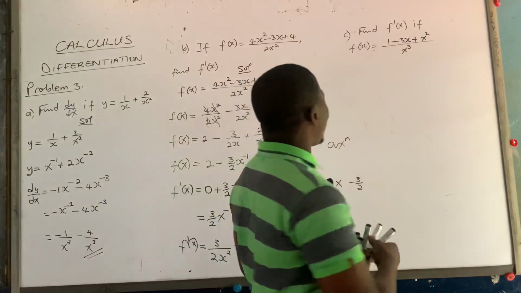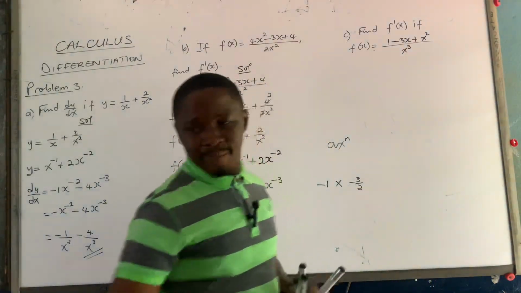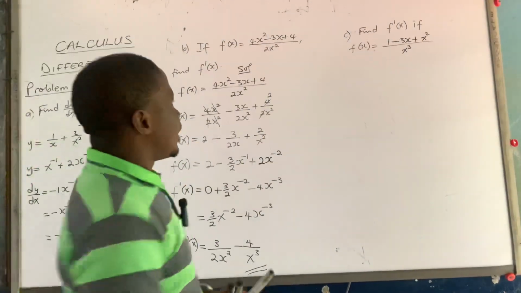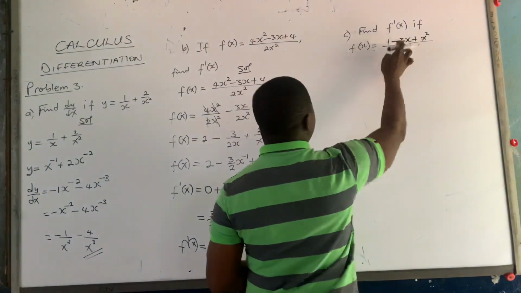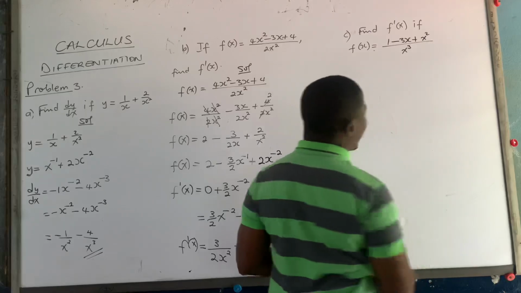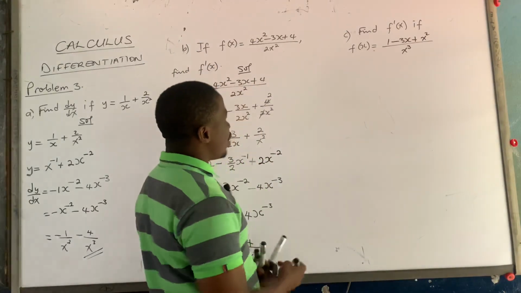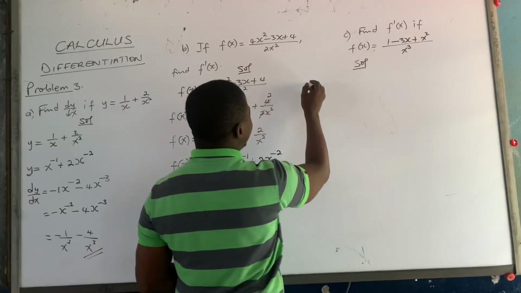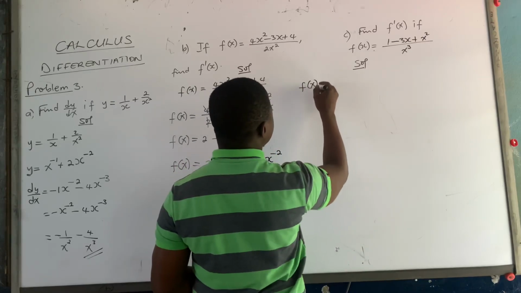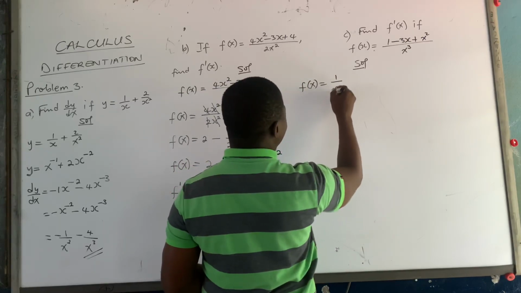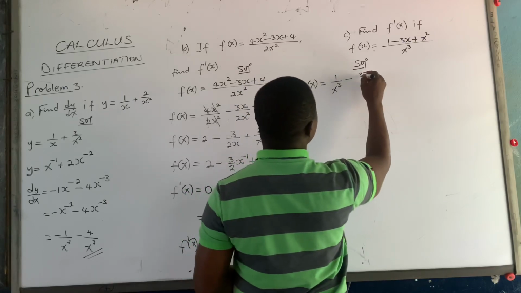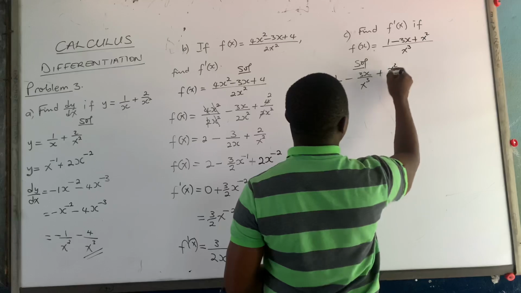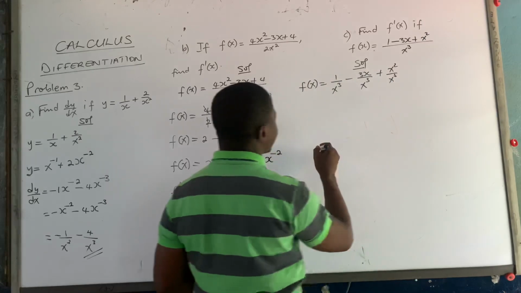So we have a similar one here. f of x is 1 minus 3x plus x squared over x to the power of 3. We want to differentiate this once. So first of all, let us rewrite. 1 divided by x cubed minus 3x divided by x cubed plus x squared divided by x cubed.